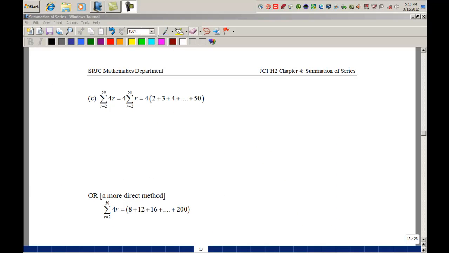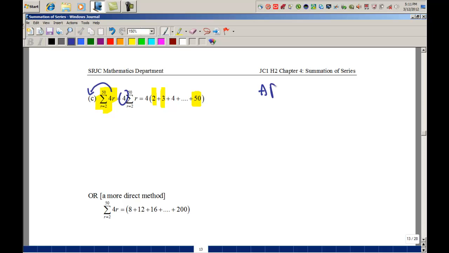Now if you can do A and B, then C is very similar. Now you want to sum 4r from r equals 2 to 50. And then one of our earlier properties says that you can take 4 out. So that's why you see the 4 outside. Then if you cannot see that this is a sum of an AP, then again just list them out term by term. r is 2, you get 2. r is 3, you get 3. All the way until the upper limit, r is 50. And then this becomes a sum of an AP.